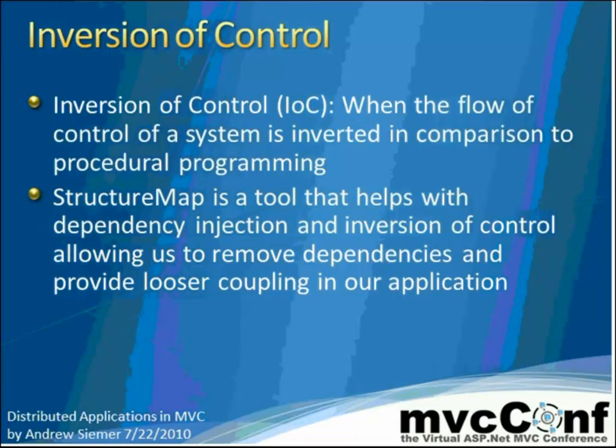So inversion of control: the flow of control of the system is inverted in comparison to procedural programming. Procedural, instead of actually creating instances of stuff, that's what this is taking care of for you. StructureMap is a tool that helps with dependency injection and inversion of control, allowing us to remove dependencies and provide looser coupling in our application.